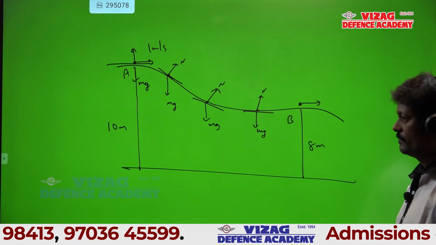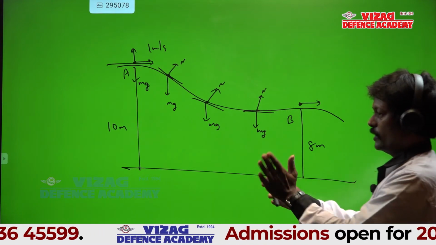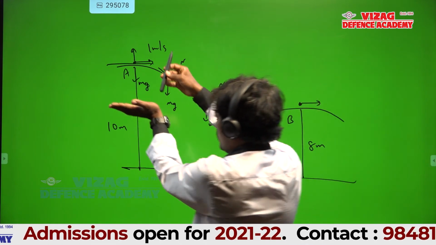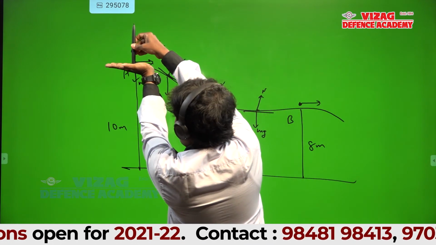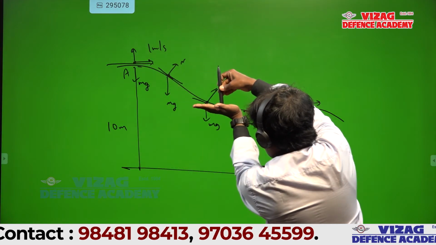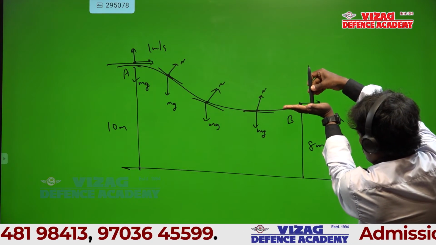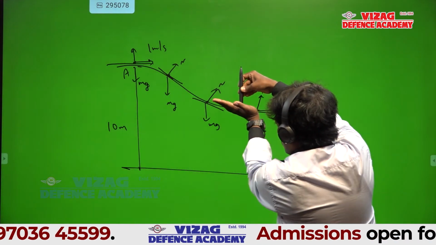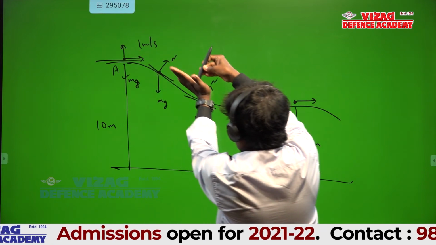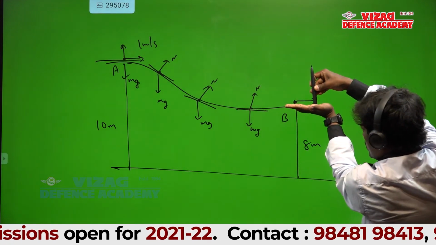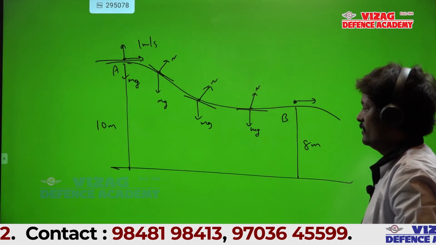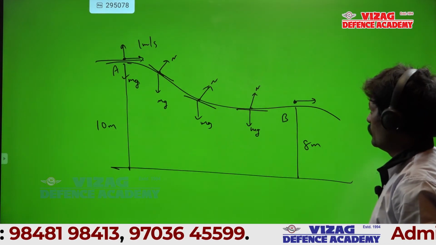Now tell me, look at my hand carefully here. The body is sliding from here, no? I am demonstrating here. What is the work done by normal reaction? Can you tell me? What is the work done by normal reaction? Can anyone tell me immediately? 0. Why?